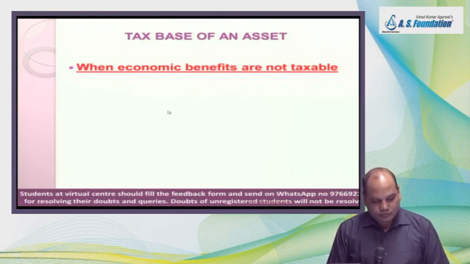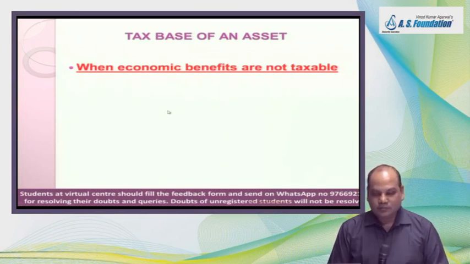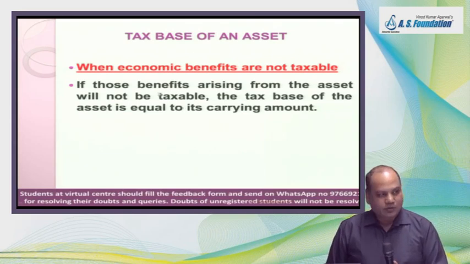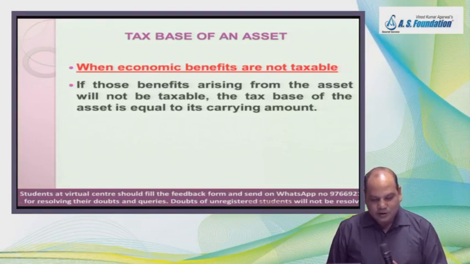Now we'll come to when economic benefits are not taxable. It is an asset item, but when we recover the carrying amount of that asset, it will have no tax consequence. If it has no tax consequence, it means I don't have to show a difference. And if I don't have to show a difference, the tax base must be equal to carrying amount, like loan receivable, debtors. One more example, dividend receivable but not taxed in future. Okay, exempt from tax. It does not have a tax consequence.